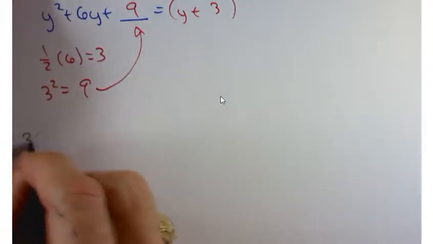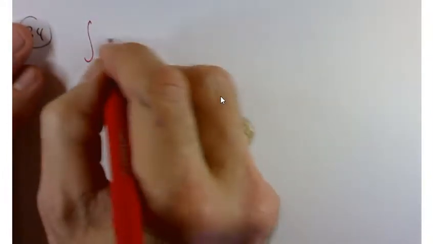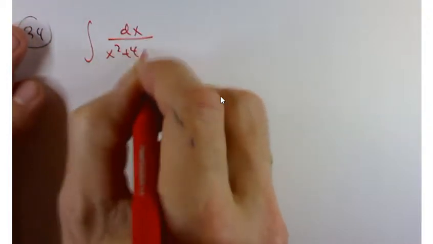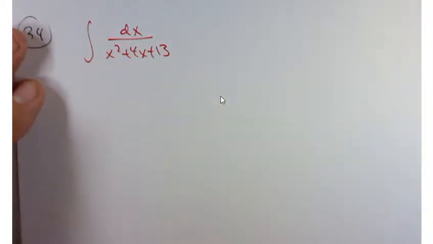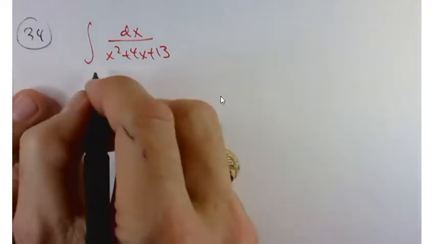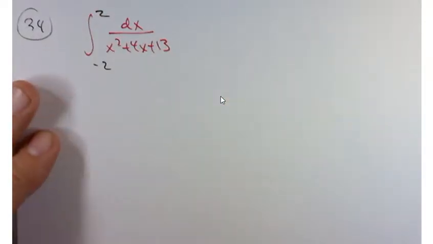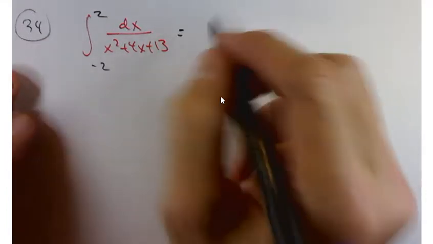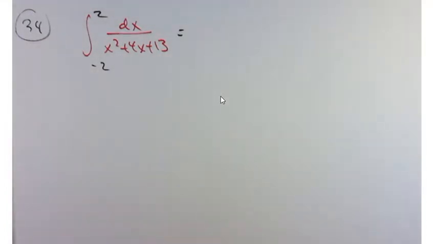So problem 34 is the integral of dx over x squared plus 4x plus 13. It's a definite integral from -2 to 2. We'll worry about that at the end. For now, though, we've got to whip this into shape into something that we can integrate. And the trick is going to take advantage of the completing the square stuff that we just dealt with.